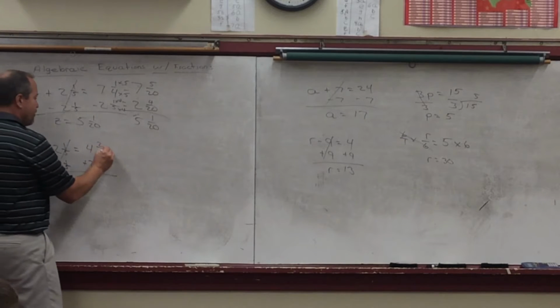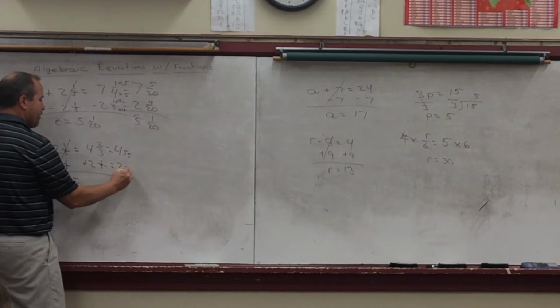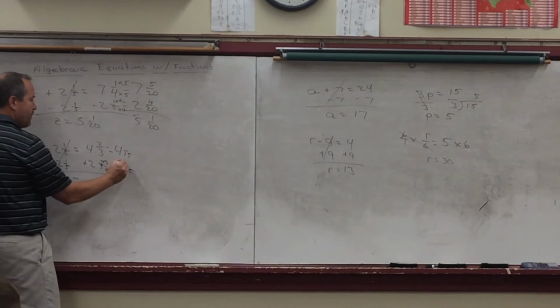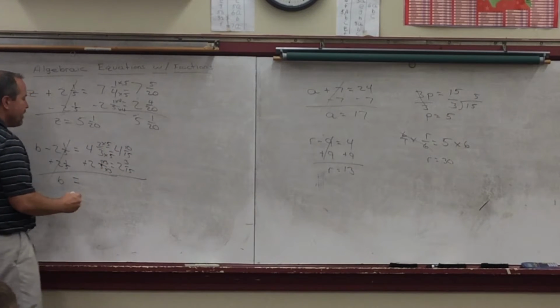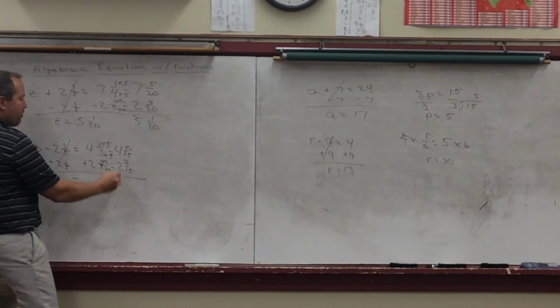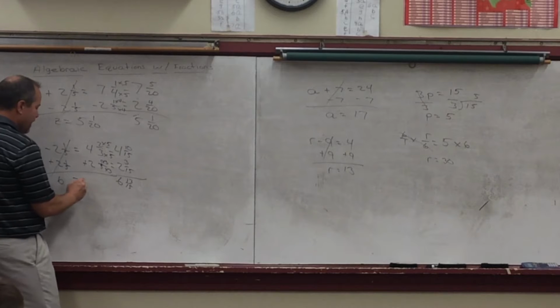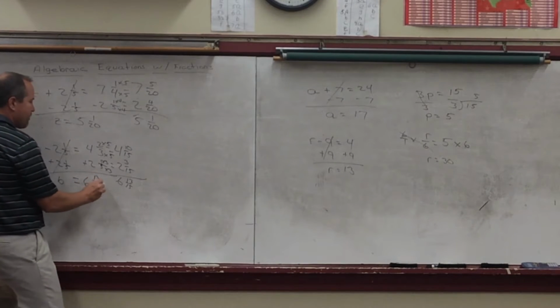15. So 4 and 2/3 equals 4 and something over 15. 2 and 1/5 is 2 and something over 15. 5 times 3 is 15. Take the top times 3. 1 times 3 is 3. 3 times 5 is 15. Take the top times 5. 2 times 5 is 10. And now I add them up. 10 and 3 are 13 over 15. And 4 plus 2 is 6. And so b would be equal to 6 and 13/15.